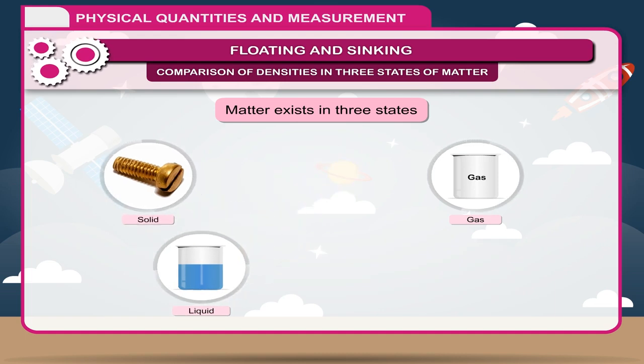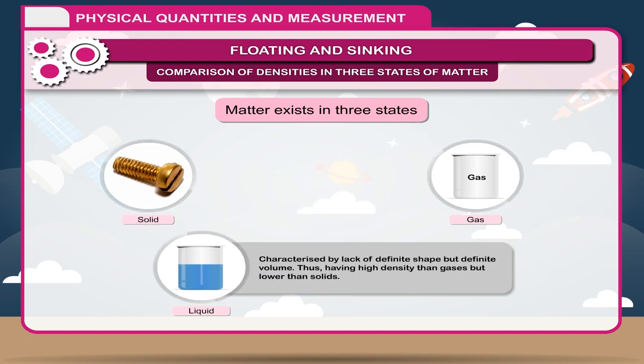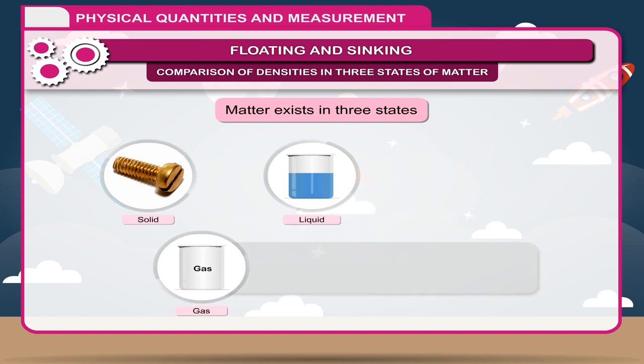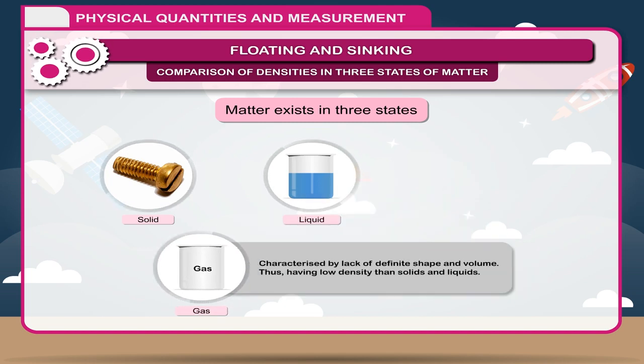2. Liquid state, characterized by lack of definite shape but definite volume, thus having higher density than gases but lower than solids. 3. Gaseous state, characterized by lack of definite shape and volume, thus having lower density than solids and liquids.